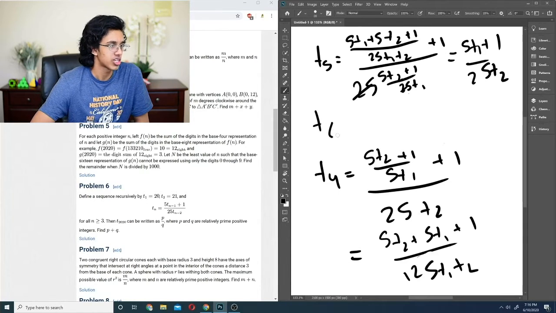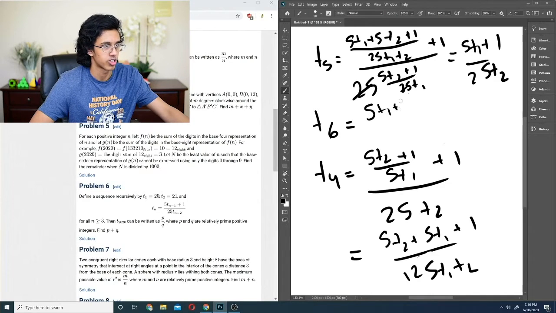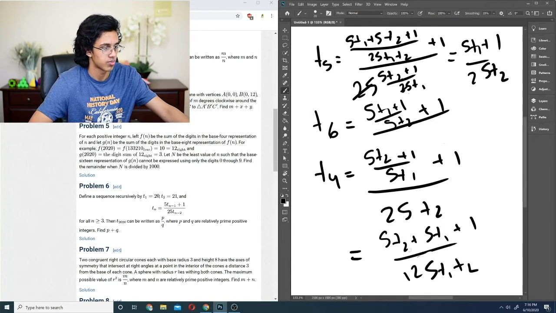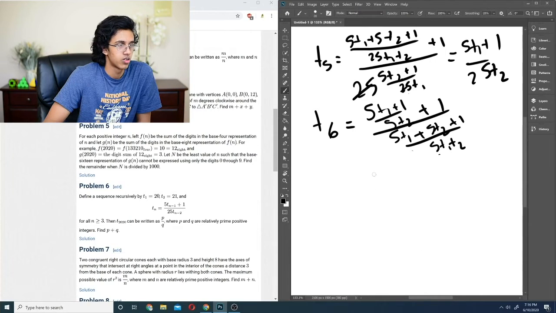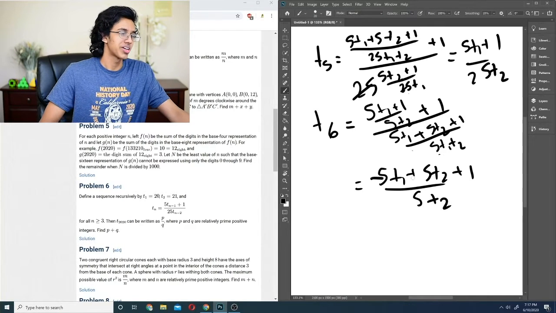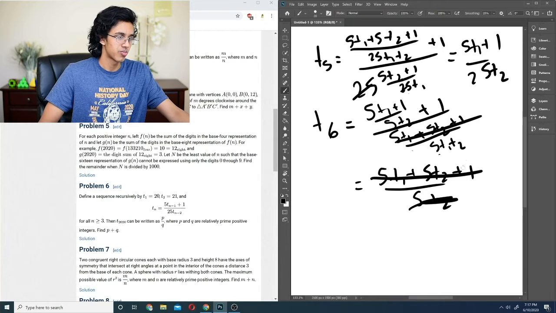Okay, so now we can do T6 finally. And we get 5 times this thing, so that's just 5t1 plus 1 over 5t2. And then this whole thing plus 1 over 25 times this, which is going to be 5t1 plus 5t2 plus 1 over 5t1t2. So let's erase t4. We get that the numerator is 5t1 plus 5t2 plus 1 over 5t2. And guess what it cancels out with? It cancels out with this, it cancels out with that, and then this cancels out with this and that. And then we are only left with our final answer of t1.